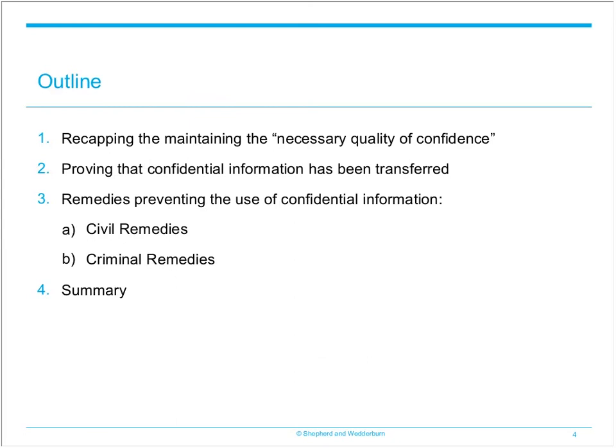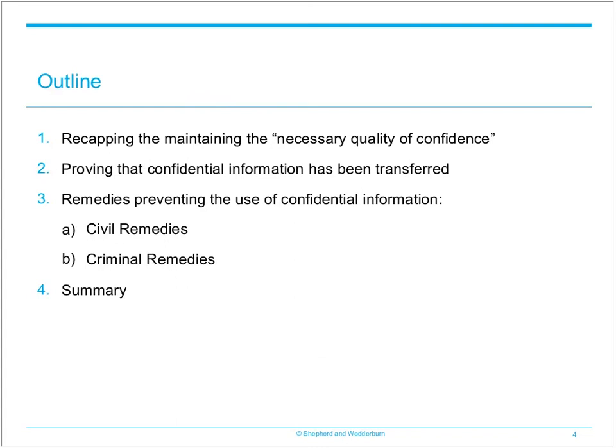We'll start by recapping the last seminar, looking at the ways in which a business can maintain the necessary quality of confidence that information must have to benefit from legal protection. We'll then look at what evidence is required to prove that confidential information has been transferred and the different ways to go about getting that information. At the outset of any dispute about alleged misuse of confidential information, it's important to consider the evidence that you have and identify any areas of weakness in your potential claim.